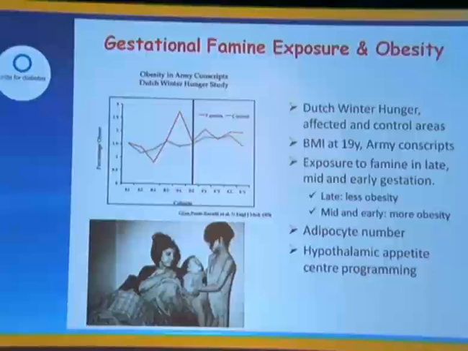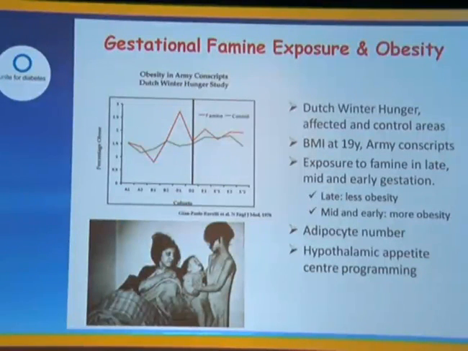The first clue came when I was a registrar working in Sassoon Hospital. And this paper in the New England Journal described the weight and obesity risk in people who were born during the Dutch winter hunger. If you were in mother's womb during the third trimester of the pregnancy and faced the famine, you were less likely to be obese, the red line.